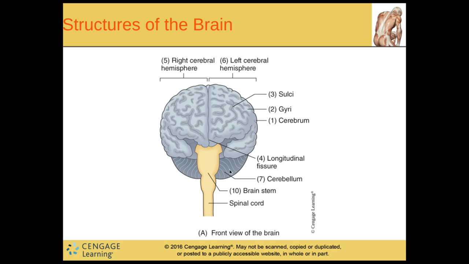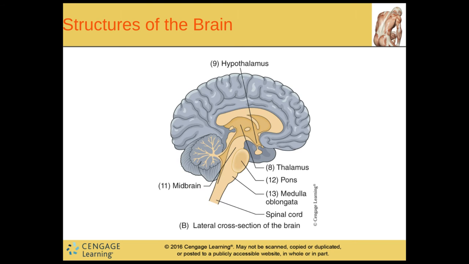Okay. And then this is the cerebellum. This is your brain stem, and then it goes down into your spinal cord. So this is kind of looking straight on into a brain. So then this is a cross section of the brain. So this is the hypothalamus. This is the thalamus, the pons, the medulla oblongata, the spinal cord, and the midbrain.